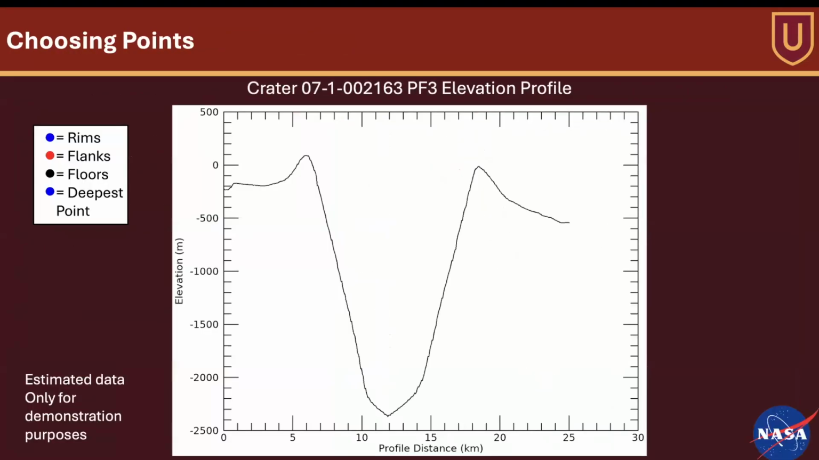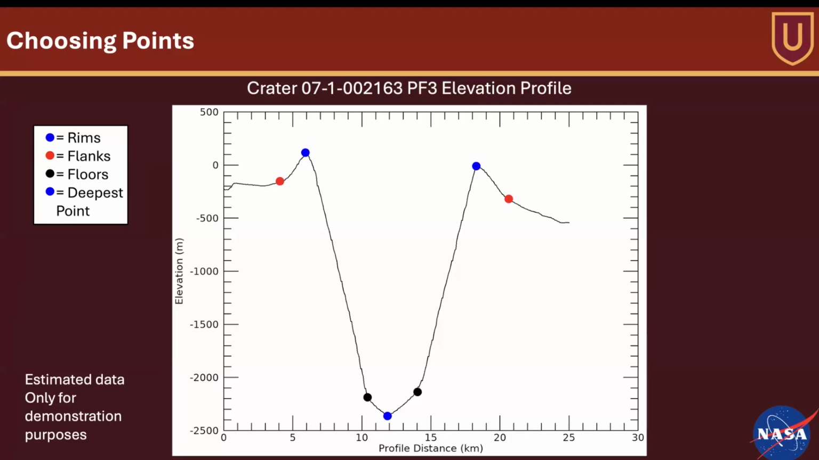So how do we choose the points? We find the deepest point by going to the deepest point of the profile. Then we find the rims by going to the highest elevation on either side of the deepest point. We find the flanks by going to the first point below zero elevation or the point of greatest negative curvature outside of each rim. And then we find the floors by the point of greatest positive curvature between the rims and the deepest point.